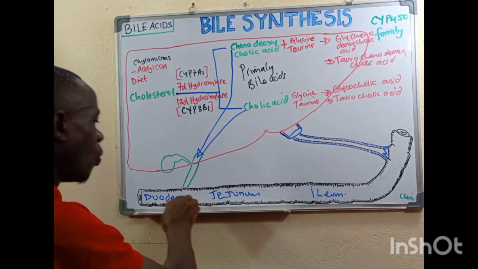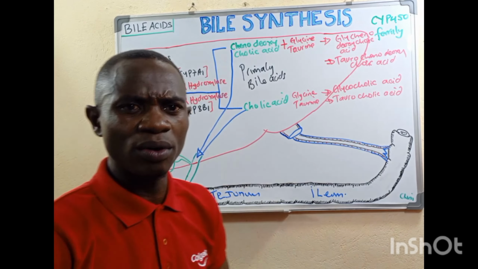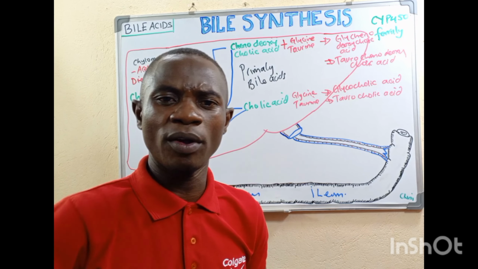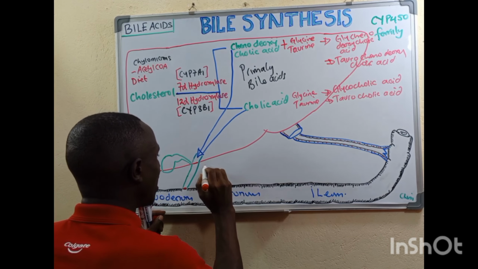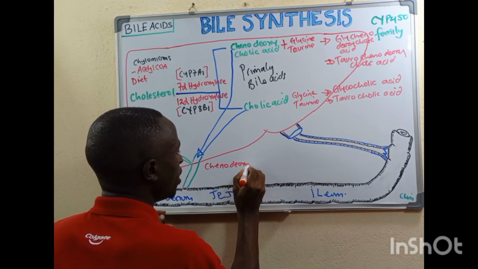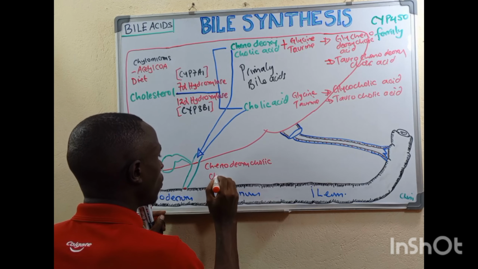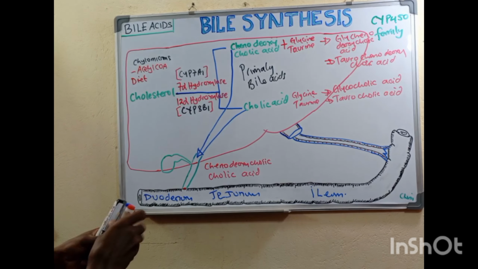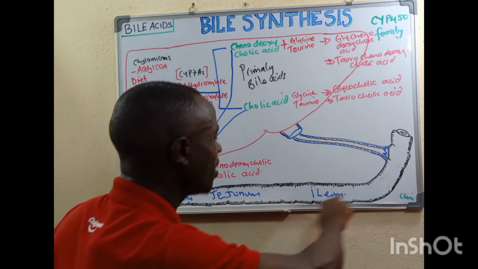Now these primary bile acids are broken down by enzymes produced by the microbiota, the intestinal bacteria. So now we have chenodeoxycholic acid, and also cholic acid. These are the primary bile acids that are now moving within the intestines.